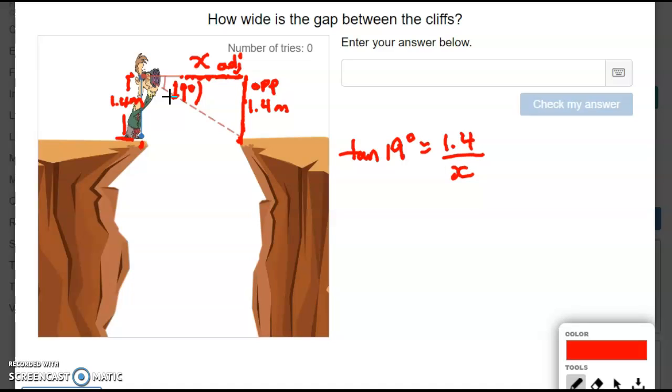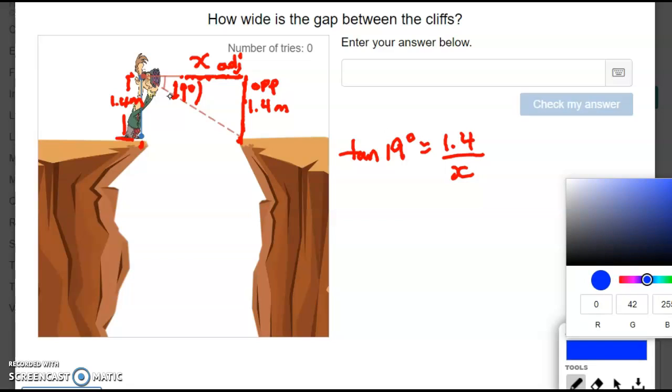I don't know if you're starting to notice that when you see X as the denominator, you can swap these two. That's what we've done: we've been multiplying both sides by X and then dividing both sides by tangent of 19. So we can just swap these two. That becomes X is equal to 1.4 divided by tangent of 19 degrees. If you do not understand how we got there, do not use this method, because it's more important that you understand than just doing it blindly.